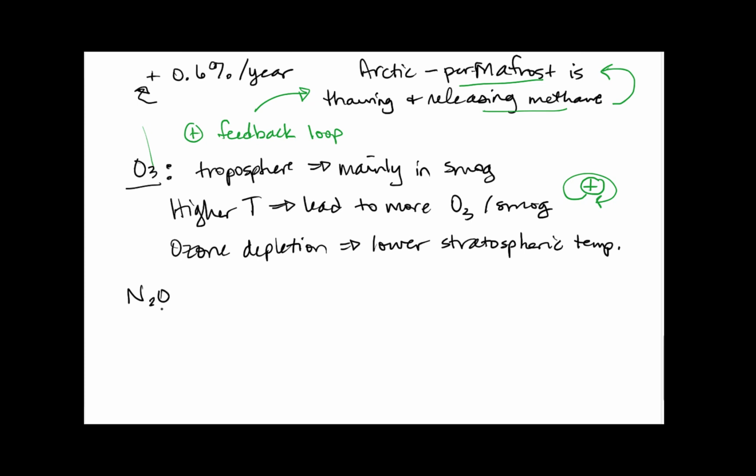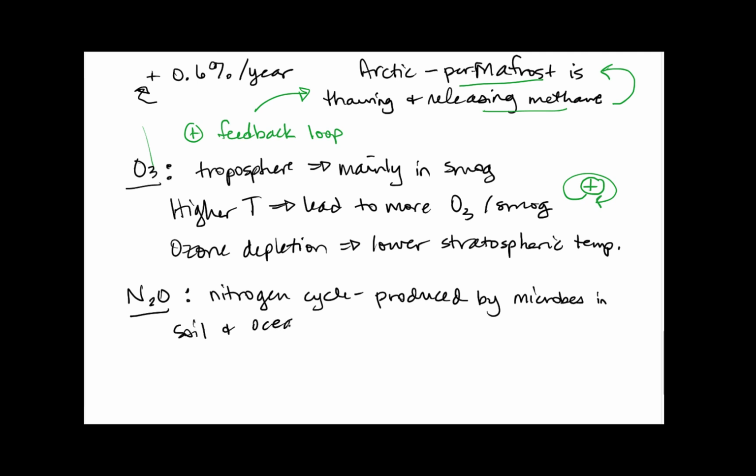All right, so nitrous oxide. This is a normal part of the nitrogen cycle, and it's produced by microbes in both the soil and the ocean. But it's also affected by agriculture and fertilizers. And those are our two main sources of the increase that we've seen.